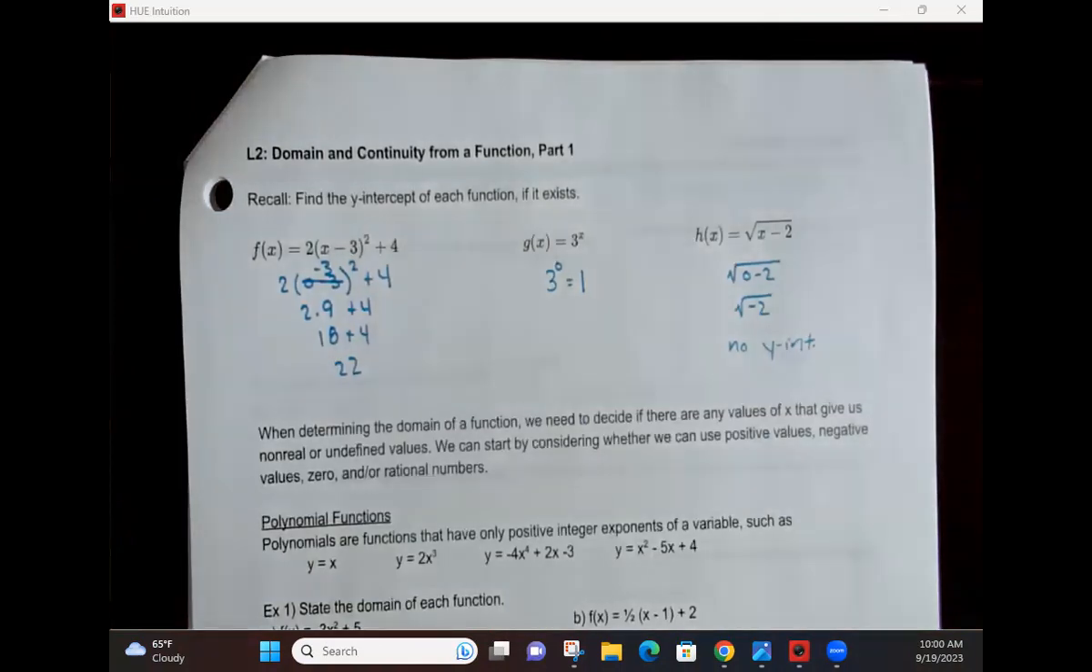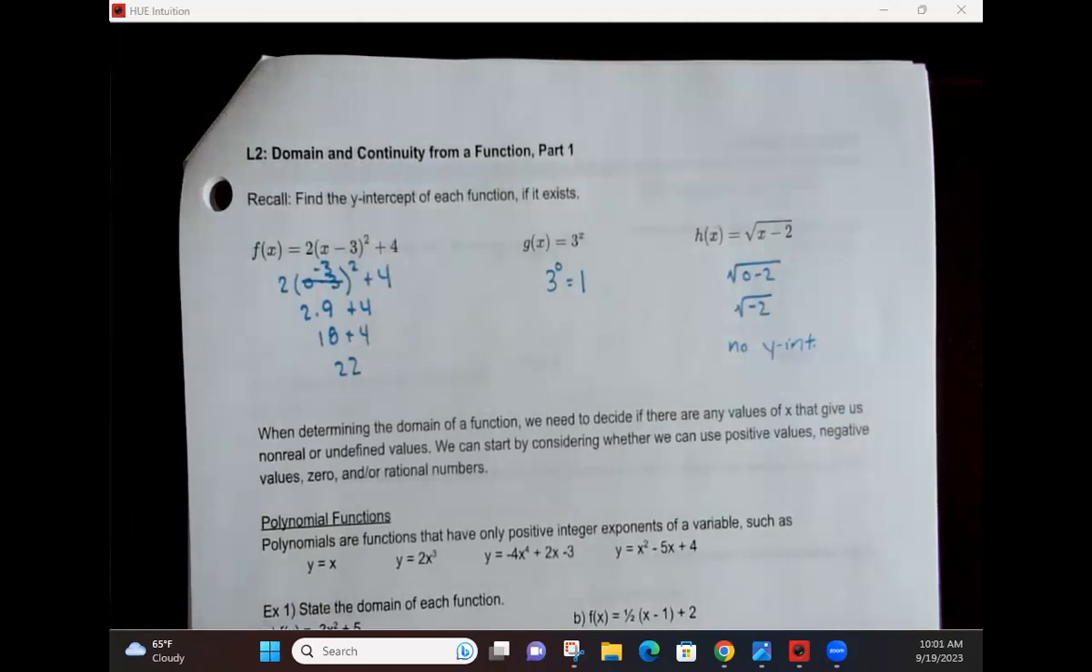So what that means when we talk about things like this in the context of domain is that 0 is in the domain of f and g because I can plug in 0 and get an output. But 0 is not in the domain of h, okay? Based on what we saw with our function there. When I plugged in 0, I got something that was not real, something that is not defined in the real numbers, okay?